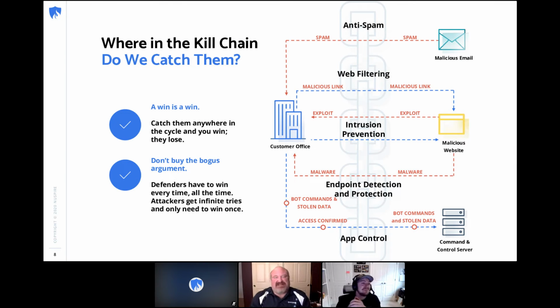So let's talk about the market and the kill chain, and where do we catch them as we start to think about threat hunting as we get into more of the deck here. One of the things I wanted to share, a win is a win. Someone taught me one time, and that's from a bad guy, I have some friends that have done some pretty bad stuff. One gentleman told me time and time again, look, you've got to be right all the time. I only have to be right once.